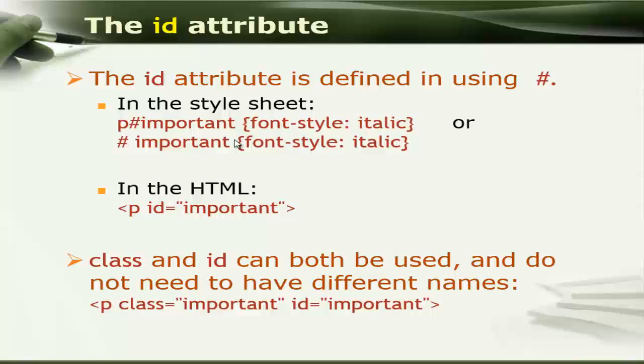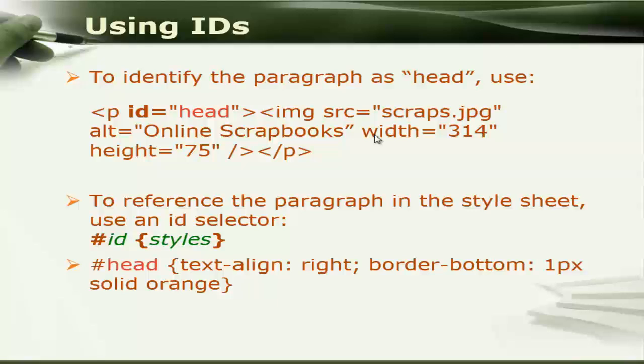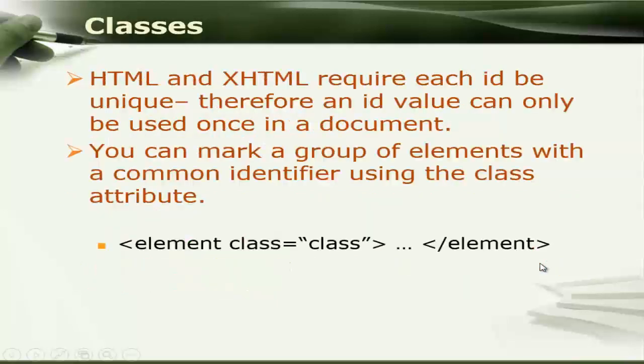Now, if you want to be very specific, if this important is associated with a paragraph tag and you want to make it italic, you can use that. So that is more of a specific type. Okay. So this is just a simple example. You have a paragraph with an ID head, and how do you use it within your CSS? Within your CSS, you start with the head, give the different rules, and then start using it.